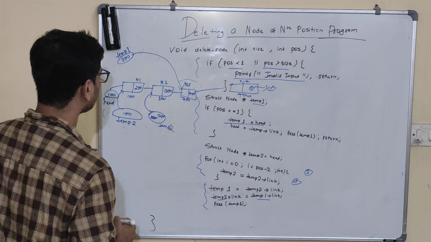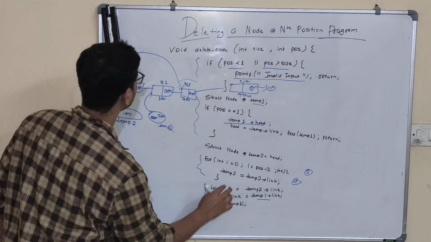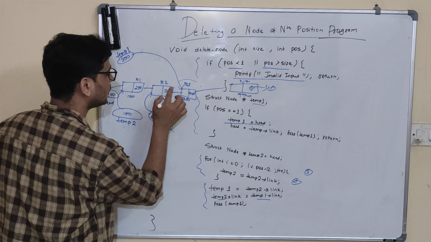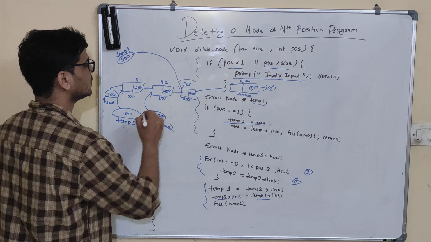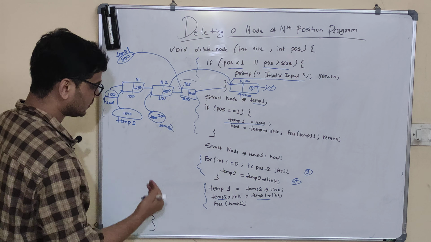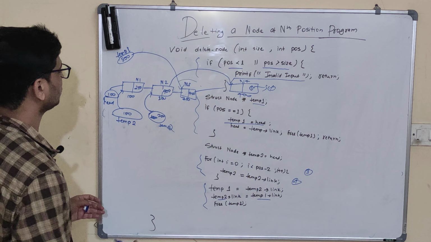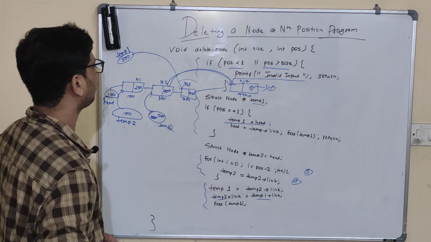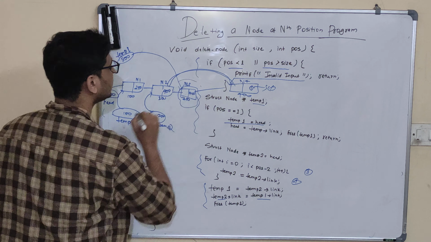In the next line, we are updating the link part of temp2 with temp1.link. What is temp2.link right now? 300. So we are updating it to temp1.link. Temp1 is pointing to node 3, and what is its link part? 400. So we are making it 400, which means node 2 will start to point to node 4. And now what are we doing in the last line? Freeing temp1. As you can see here, we have established a link between node 2 and node 4, so we are free to delete this node from our linked list.